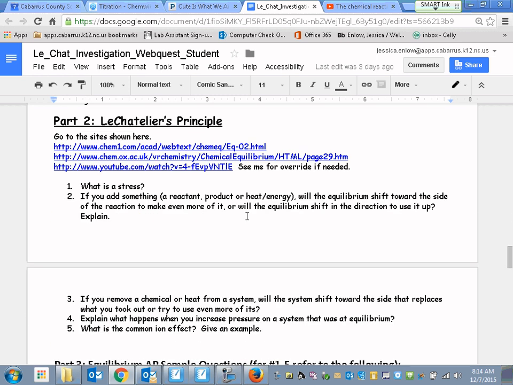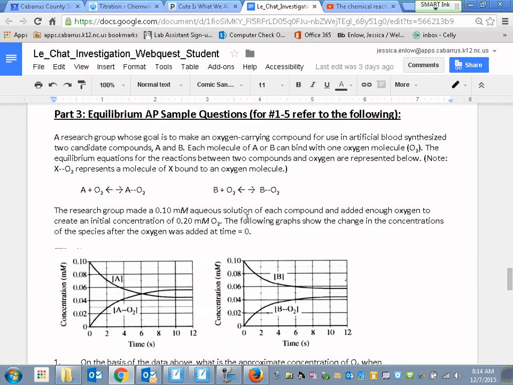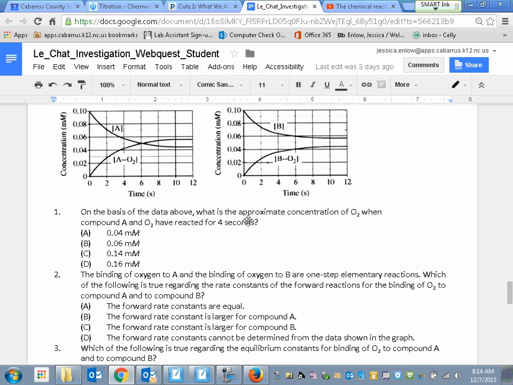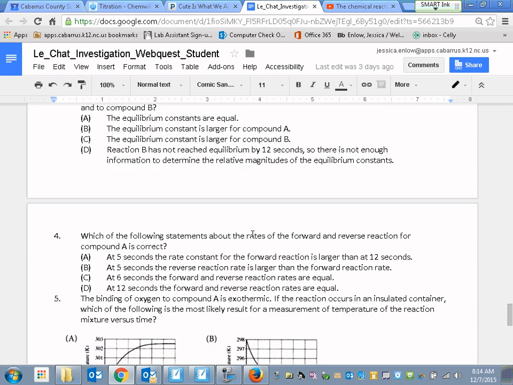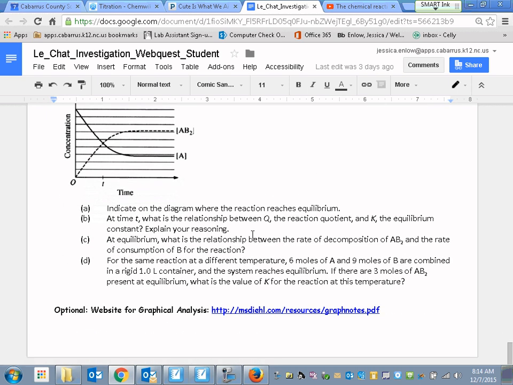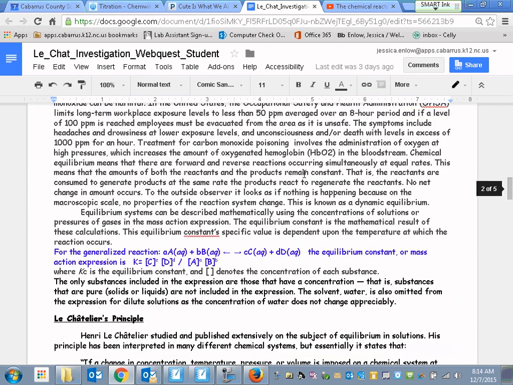The last two parts are based off some links, and then the questions are here. You might actually be able to answer some of these without looking at the links, but look at them if you want to. Part 3 is that multiple choice part that gives you some graphs, and there's 6 multiple choice questions. It looks really long. There's a lot of reading, but there's not a lot of questions. So work together, get started on whichever part, and I'll post this YouTube video under homework.